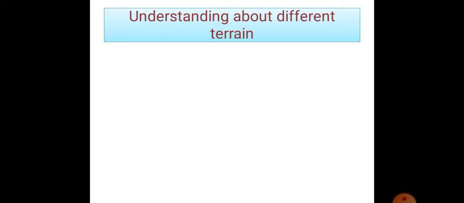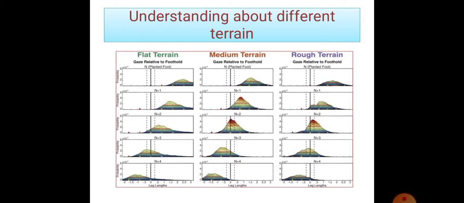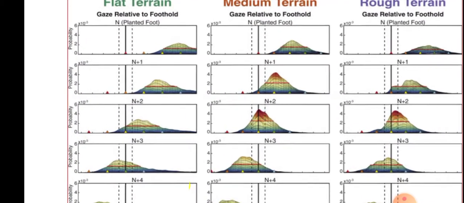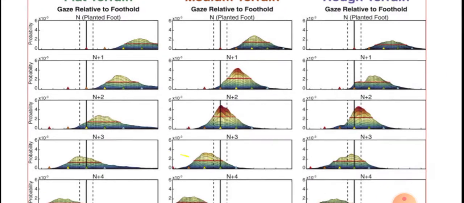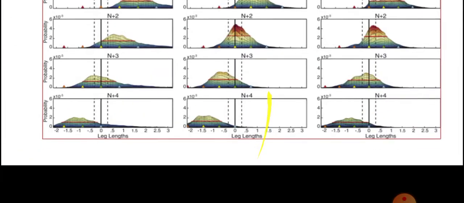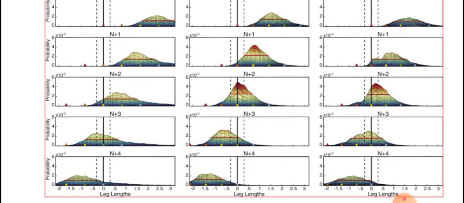Now, how do we understand different terrains? If you see, you have flat terrain, medium terrains, and rough terrains. So, there are different types of terrains. Just have a quick look at how it works. The lines, yes.